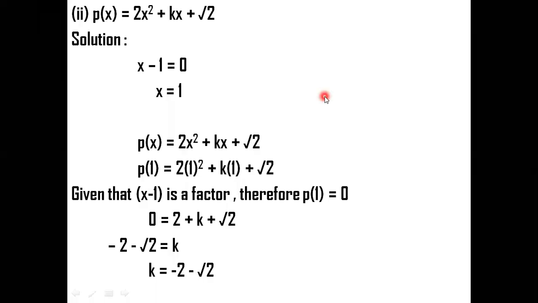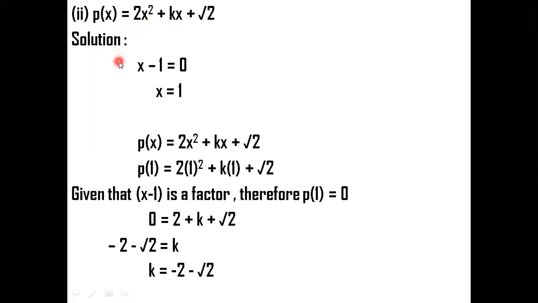Let us understand it better by solving one more sum of the same question. That is question number 2, wherein it is given that p of x is equal to 2x squared plus kx plus root 2. And what is given? That x minus 1 is a factor. And we are supposed to find the value of this k.